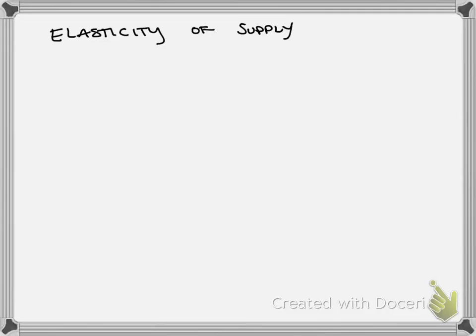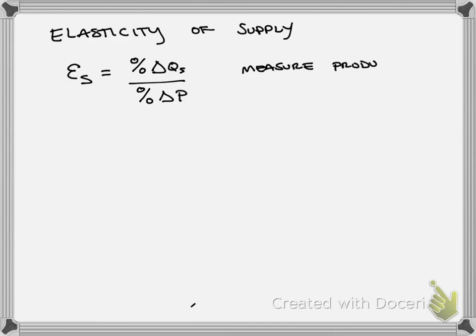Let's talk about now the elasticity of supply. So this is different. The elasticity of supply is going to look at the percentage change in quantity supplied for a percentage change in price. And what this is trying to do is measure a producer's ability to change, we'll use delta, oops, that doesn't quite look like a triangle, change the amount that they produce.